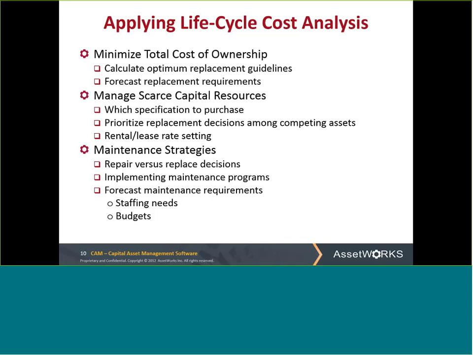Do I want to go with a full warranty? Do I want to buy extended warranties? All of those decisions can be supported with a life cycle cost analysis. And then finally, we want to look at forecasting our maintenance requirements. What are our staffing needs?